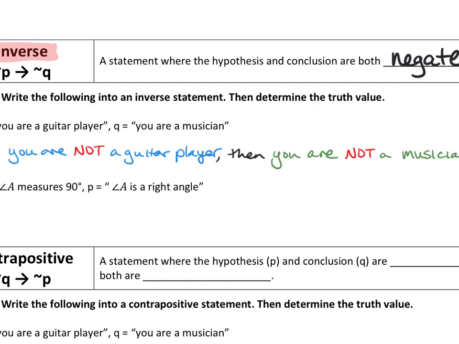But again, we put P and Q in the correct order because that's what it told me to do. And we added the word not because of the little squiggle. I'm going to let you try 5B on your own. I want you to write the inverse for that P and Q.